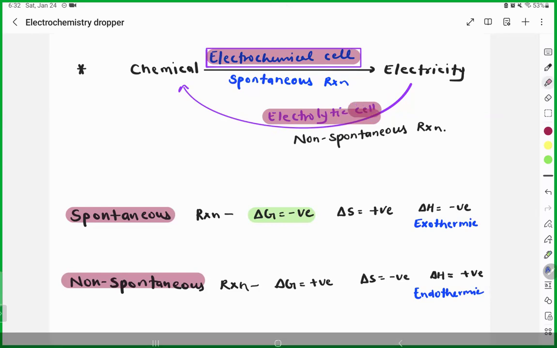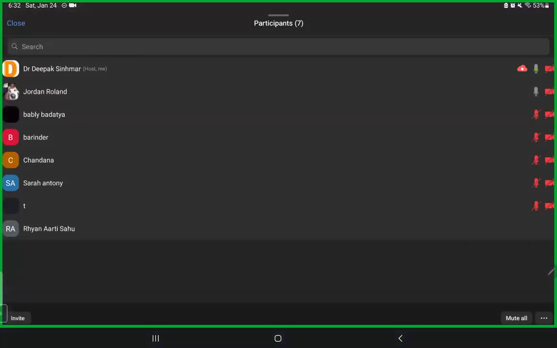Solar cell. Galvanic cell. Galvanic cell. Answer is your inverter.